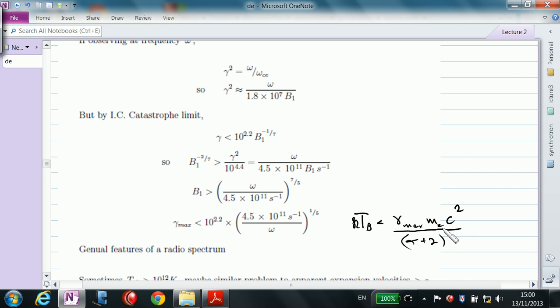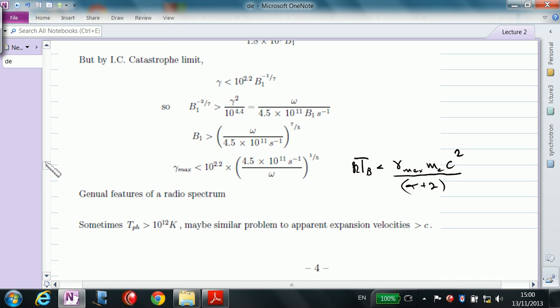Well, the electron rest mass. If you translate that to temperature, kT equals the electron rest mass, that's about 10 to the 10th, a little bit less than 10 to the 10th degrees. And if I multiply that by gamma max, which is less than 10 to the 2.2 b to the 1/7, so maybe it gets up to 10 to the 12th degrees.